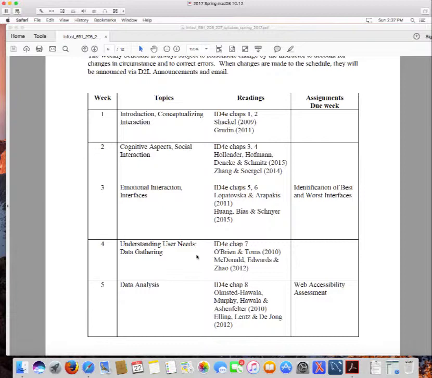The next week, week 5, we're going to be getting into data analysis. So we're covering chapter 8 from the textbook. And then there's another assignment due. There's a web accessibility assessment. So here's our opportunity to practice this data gathering and data analysis.